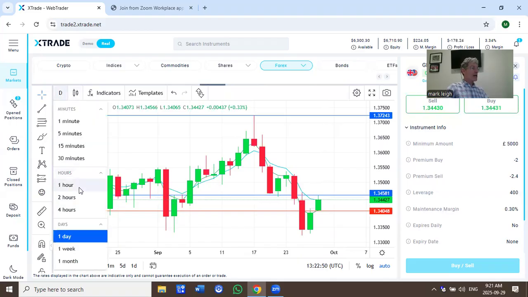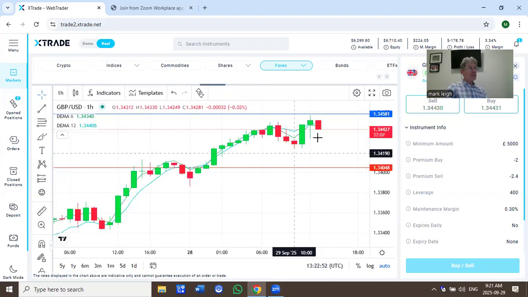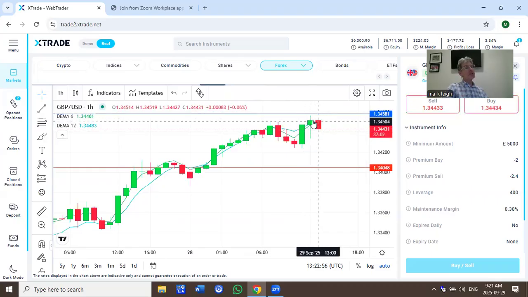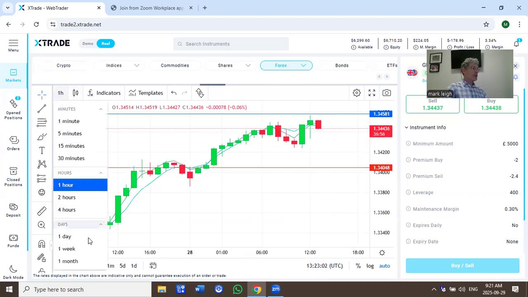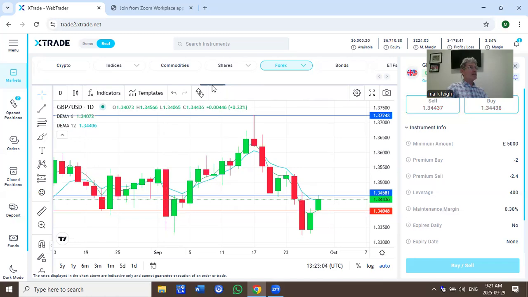If I zoom in on the hourly, there you see US trying to fight its way back from these resistance levels, and we'll look down at the 134.04 support. US yen.